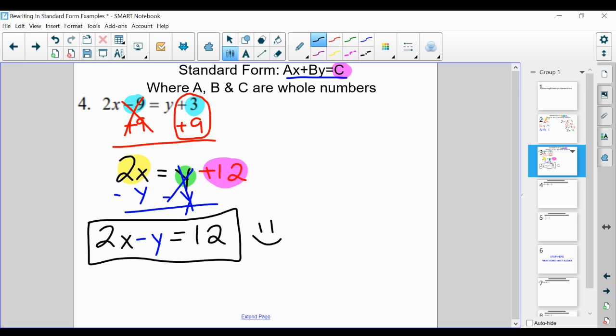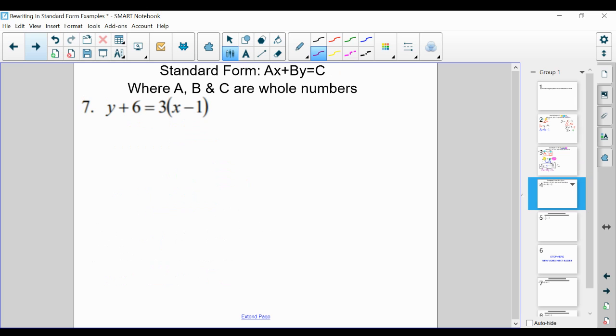We can't do it. They are not like terms. And again, this is in standard form ax plus by is equal to c. Yes, there is a subtraction sign between our x and y term, but technically we are adding negative 1y. So we still are in standard form. But if you were questioning that, that's a good question. Keep on questioning it.